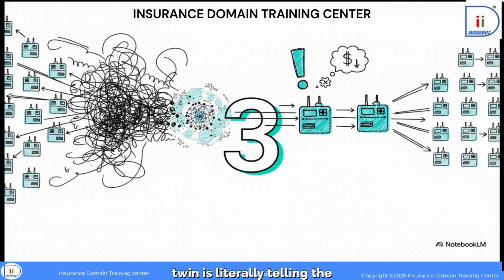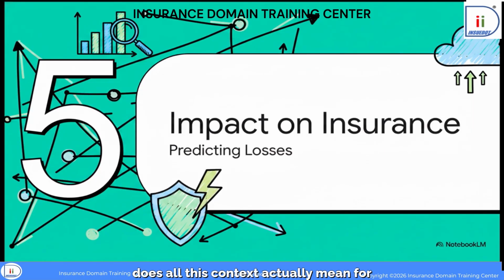The twin is literally telling the underwriter, hey, if one of these 3 specific machines goes down, the entire factory grinds to a halt. It stops being just a simple property damage issue and becomes a massive multi-million-dollar business interruption exposure. So what does all this context actually mean for the day-to-day grind of an insurance carrier? Let's get into Section 5, Impact on Insurance.